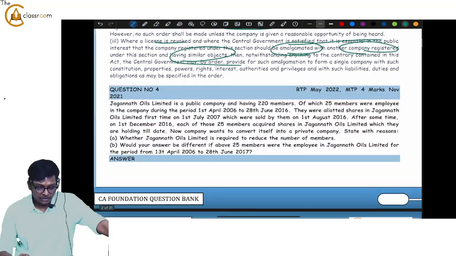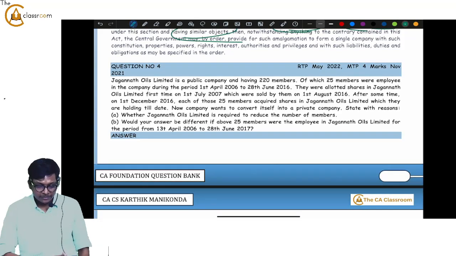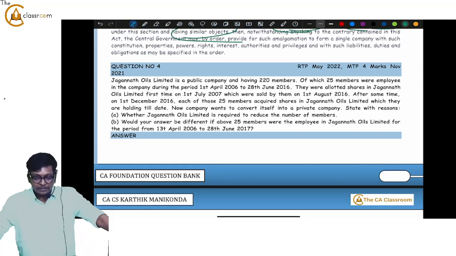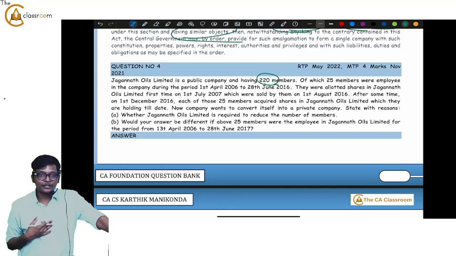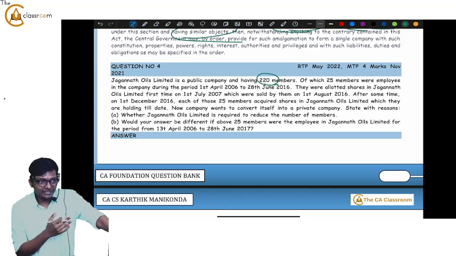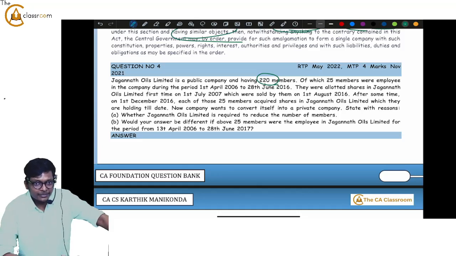Okay, next question 4. It came in 2 RTPs, MTP, and in November 21 exam. Jagannath Oils is a public company having 220 members. Even if this kind of question comes, I know. Okay, 220 members, private company limit is 200, we are going to test that.